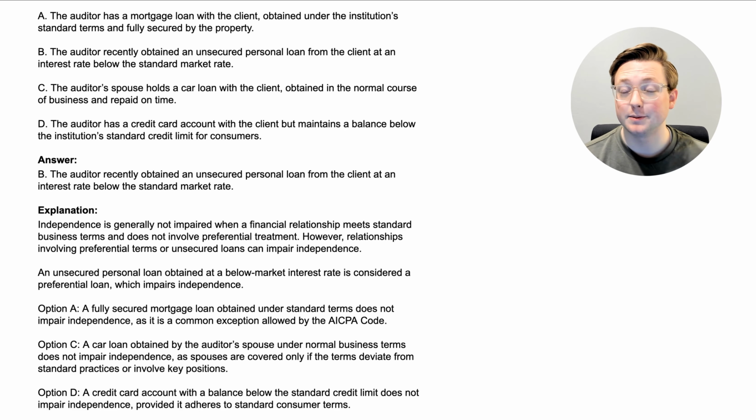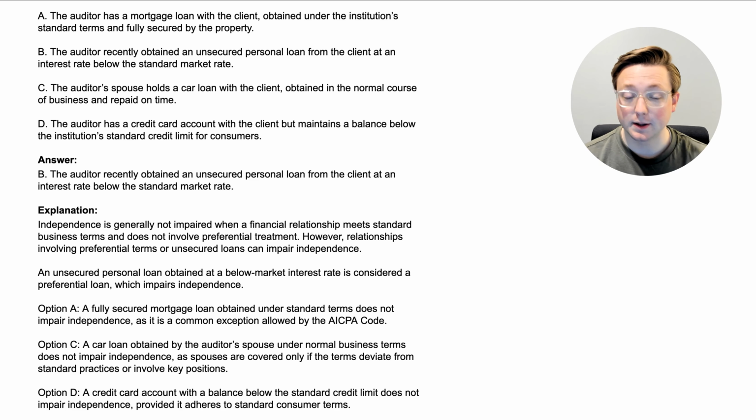That impairs independence because when they're auditing that client and they have that special treatment, they don't want the client to have bad business because they want to keep having that good loan. So that's why an auditor would have an impairment of independence in this case. For option A, again, a fully secured mortgage loan obtained under standard terms does not impair independence, as it is a common exception allowed by the AICPA code.